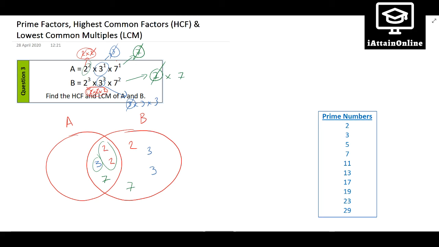Now we've filled in our Venn diagram, we can use it to work out the highest common factor and lowest common multiple. So the highest common factor would just be the numbers in the overlap, which if I multiplied those together, I would get 84. And the lowest common multiple is all of the numbers in the whole Venn diagram, which is just 2 times 2 times 2 times 3 times 3 times 3 times 7 times 7.